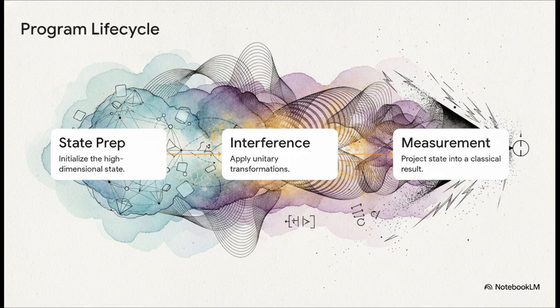Step 1 is state preparation, setting up your initial high-dimensional state. Step 2 is constructive interference, applying unitary transformations to manipulate those complex amplitudes. And Step 3 is measurement, physically projecting that massive quantum state down into a single classical result.